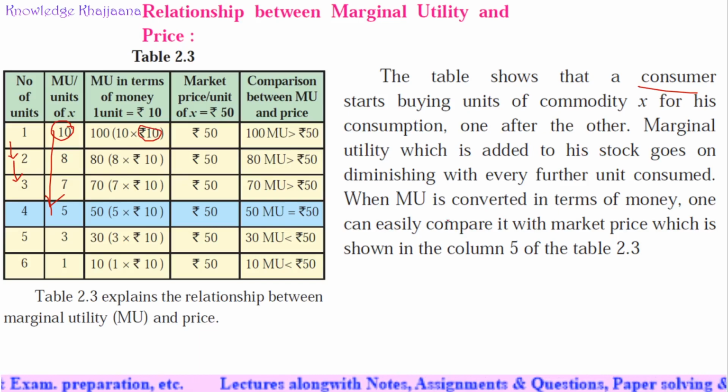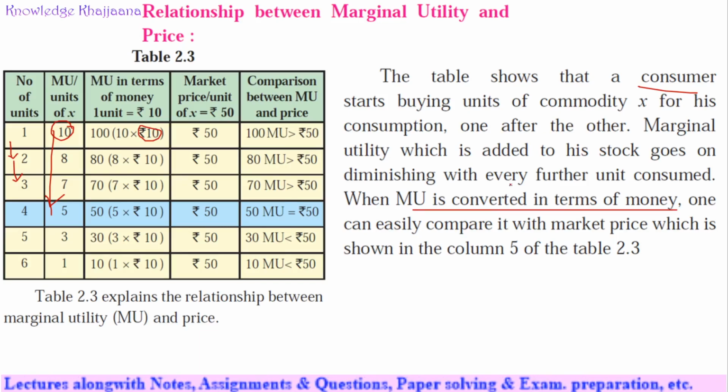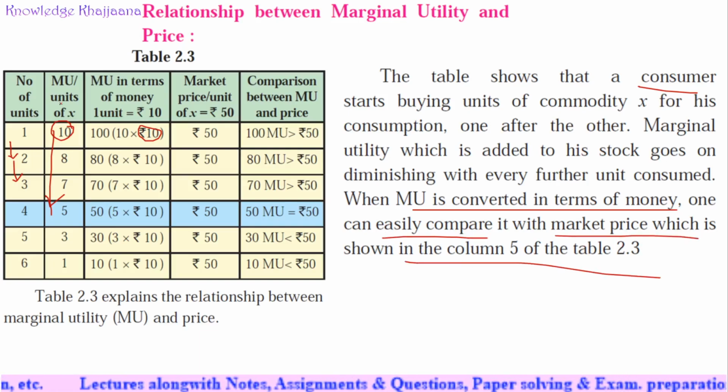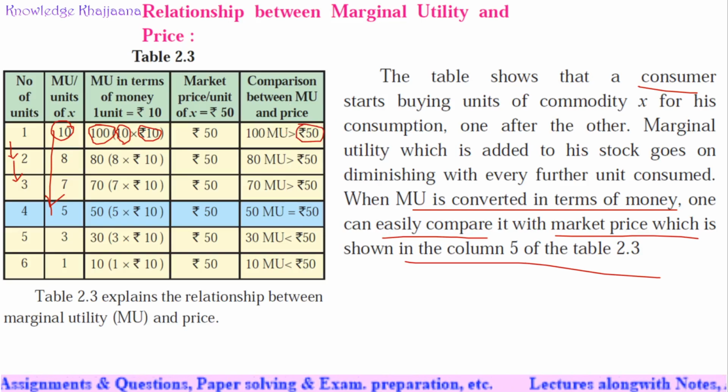When marginal utility is converted in terms of money, one can easily compare it with the market price, which is shown in column 5. So marginal utility converted into money, we will get some price. Marginal utility in terms of money we will get for every util, and we have to compare that with the market price. So we can compare it with the market price for every unit consumed.